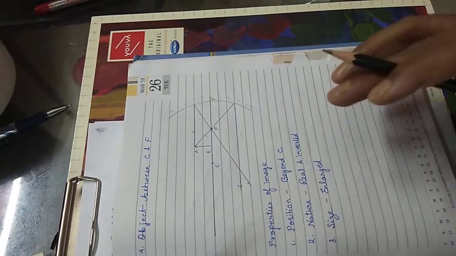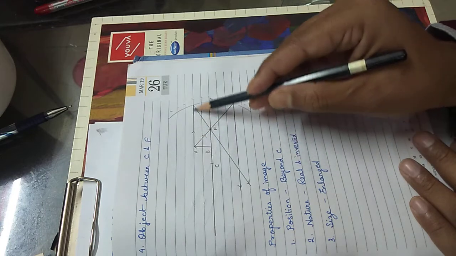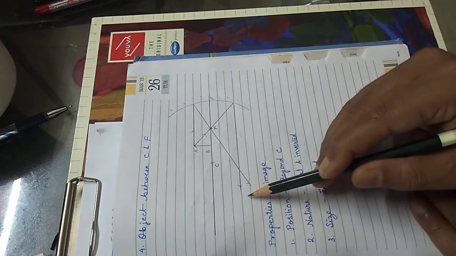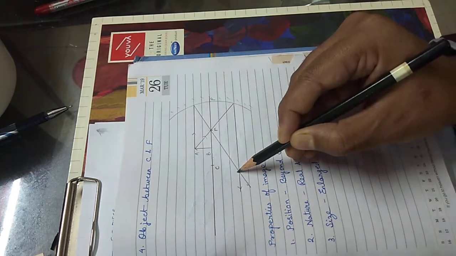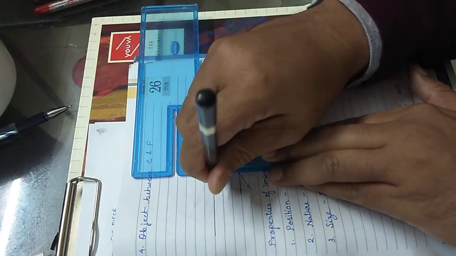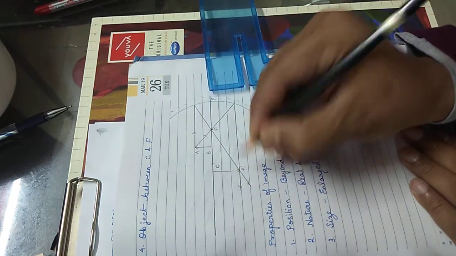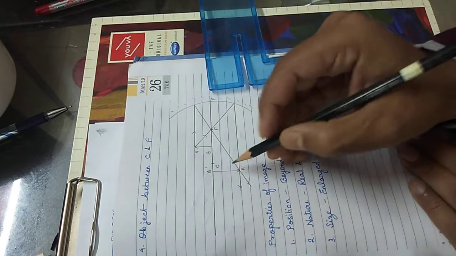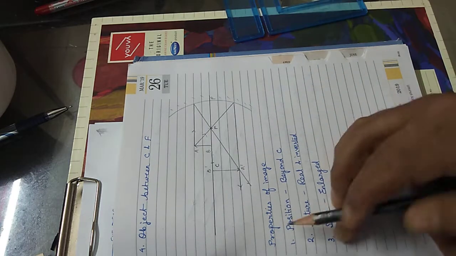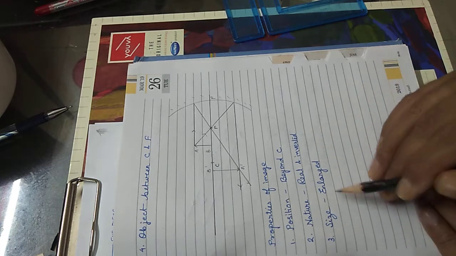Next position is object between C and F. So we have taken the object AB, one ray parallelly, it passes through F, another ray coming through F, it passes parallelly. So where do they meet? They meet here. So if we draw the image here, what do we find? There's the tip of the image A dash, base of the image B dash. The image, if you can see, is clearly bigger than the object. So properties of the image: position beyond C, nature real and inverted, size enlarged.